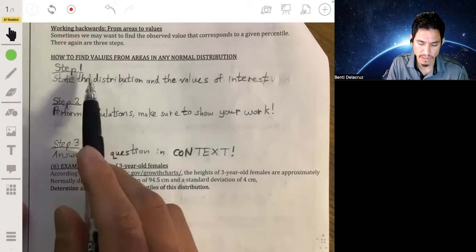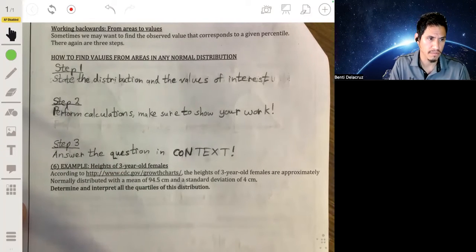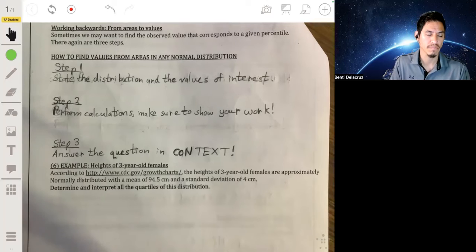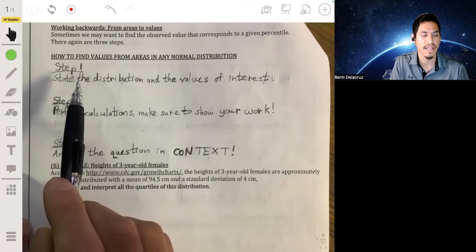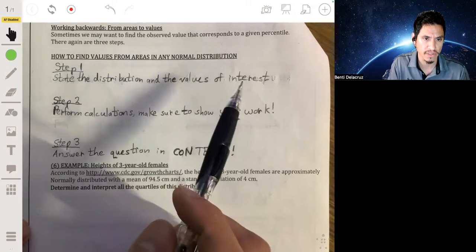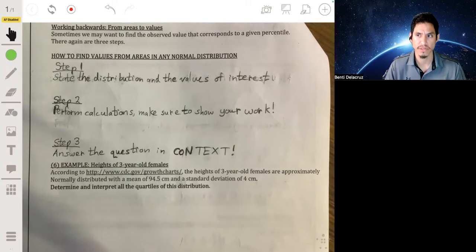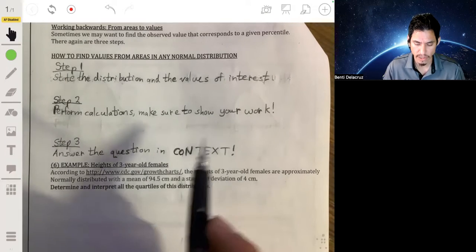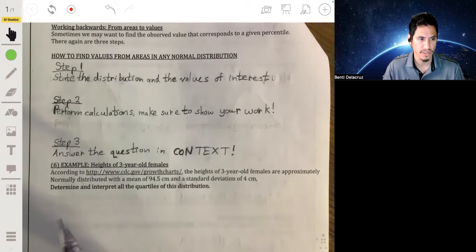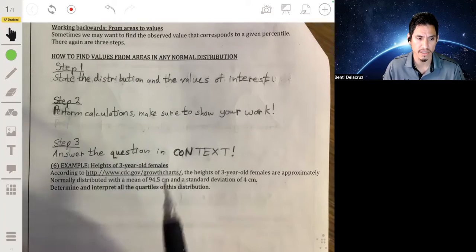So follow these 3 steps when you're doing these types of problems, just like the previous problem that we worked on. We're going to always state the distribution and the values of interest, the ones we want to find. Then we're going to perform calculations, where we do our adding, subtracting, the math, so to speak. Make sure we show our work clearly, whether it's using a calculator or by hand or both. Still show your work to some extent. And then always make sure you answer the question in the context of the problem.